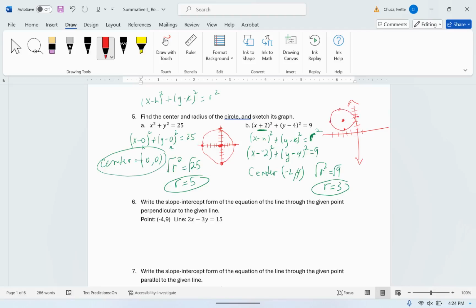The next one, number 6. Write the slope-intercept form of the equation of a line through the given point that is perpendicular. So first we need to find the slope of this line. So we're going to have 2x minus 3y is equal to 15.